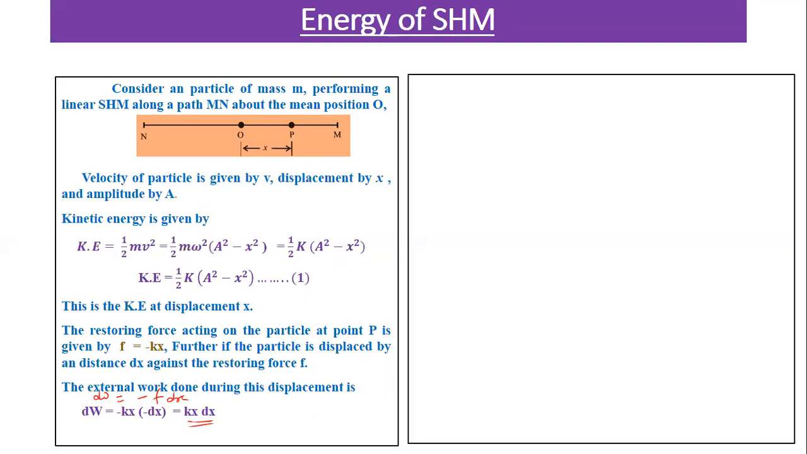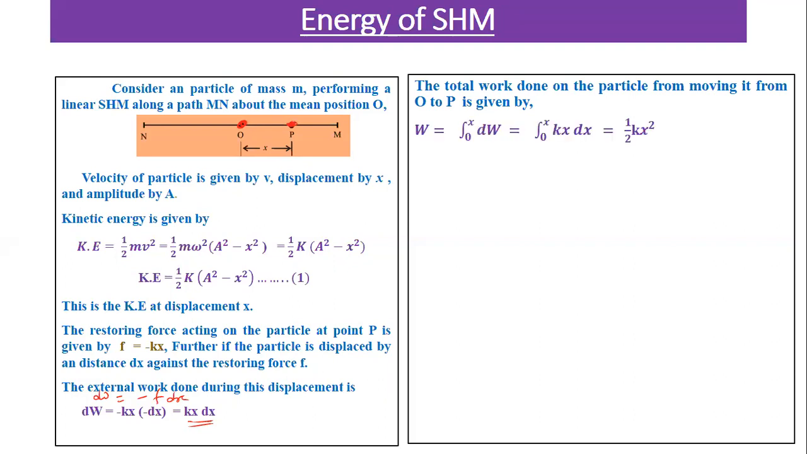So this is the work done. The total work done during the expansion from O to P. We have to displace a particle from O to P. The total work done we have to find out from a displacement from 0 to x. So the limit here we put. The total work done we get by integrating this work done within the limit 0 to x.